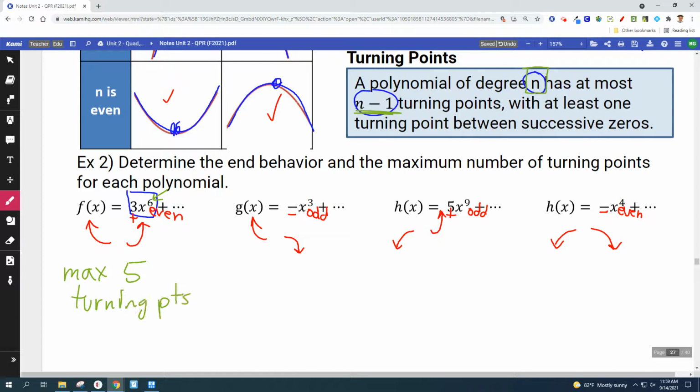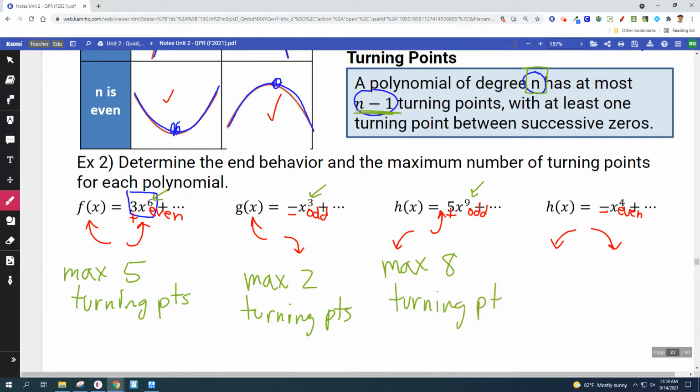This is maximum. It's not necessarily going to have exactly 5, it's just going to have up to. This is a degree 3, so it's going to have a maximum of 2 turning points. All I'm doing is subtracting 1. Degree 9 has a maximum of 8 turning points. Degree 4 has a maximum of 3 turning points.